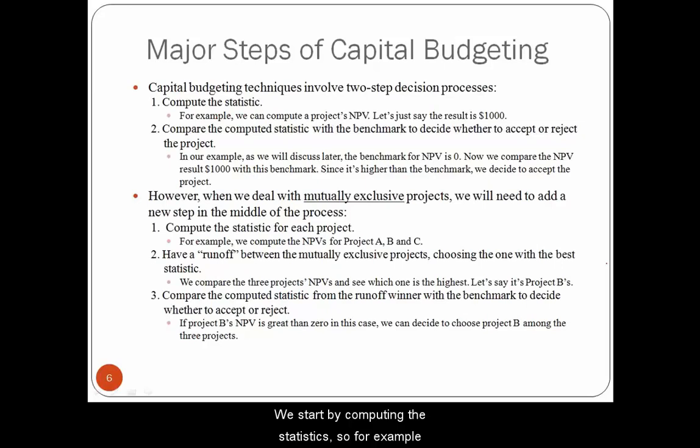So usually what do we do in capital budgeting? We start by computing the statistics. For example, we can calculate a project's NPV, and let's just say the result is $1,000. The second step is we compare the computed result with the benchmark to decide whether we want to accept or reject the project. For example, the benchmark for NPV is 0. That's something we will discuss later. Now, if we compare the NPV result we just got, which is 1,000, with this benchmark, since it's higher than the benchmark, we decide to accept the project.